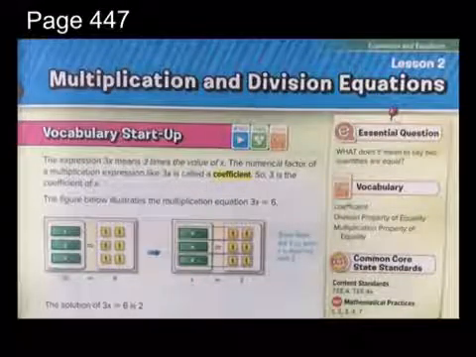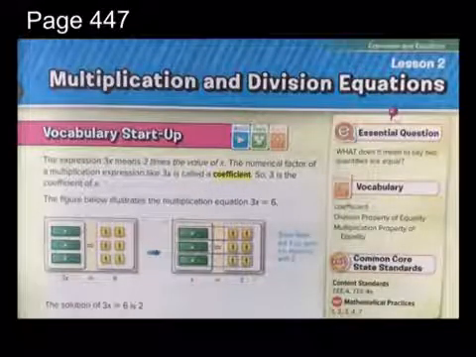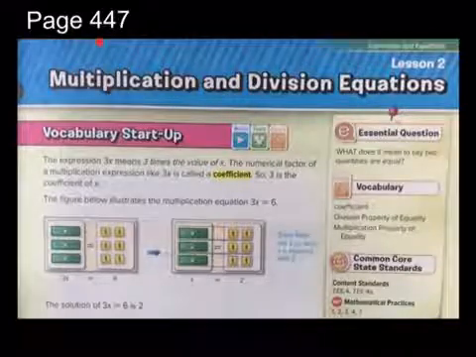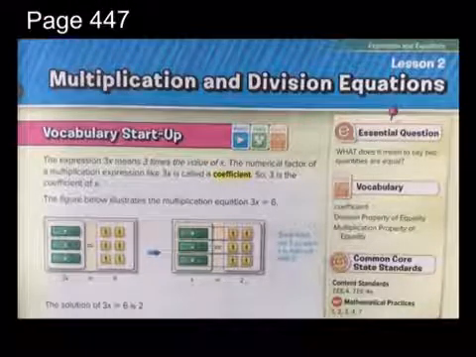Hello everyone and welcome to lesson 6-2, multiplication and division equations. This lesson is found on page 447.